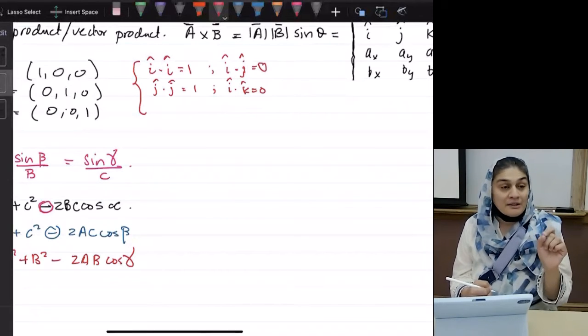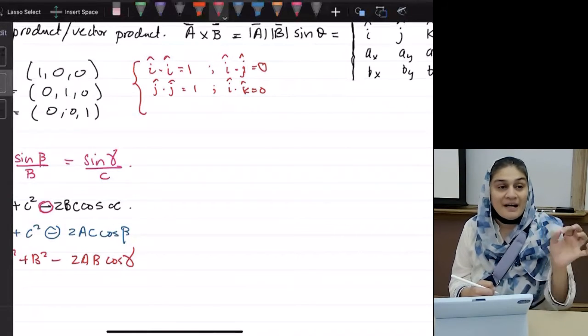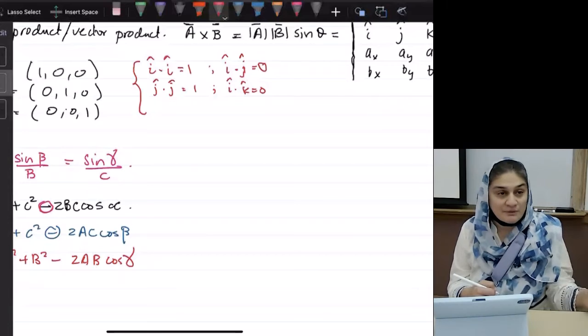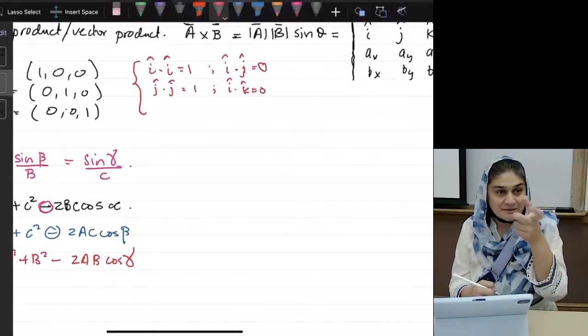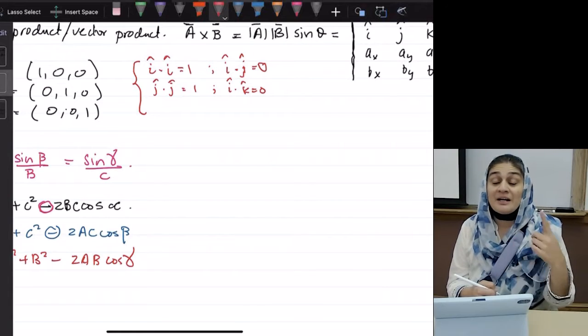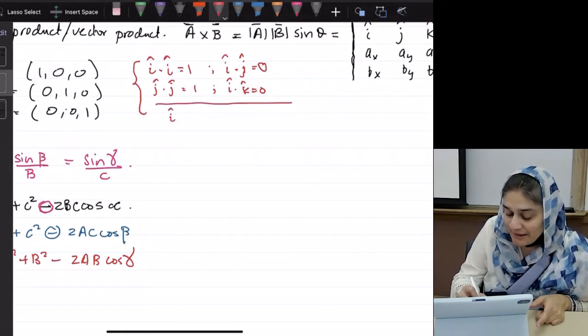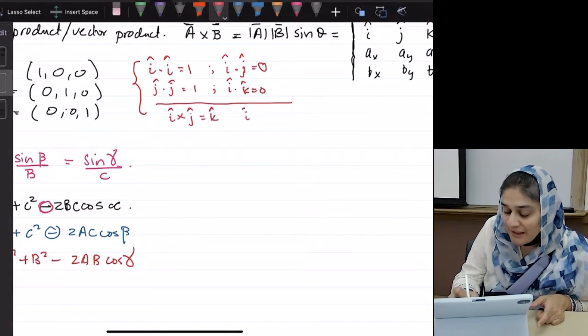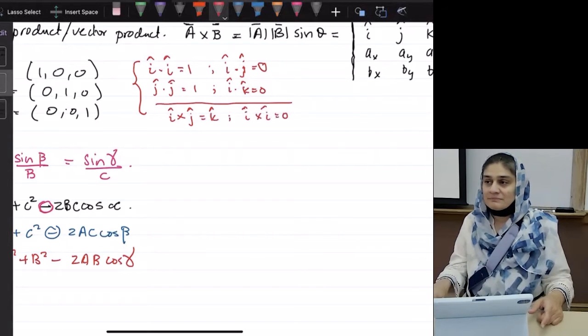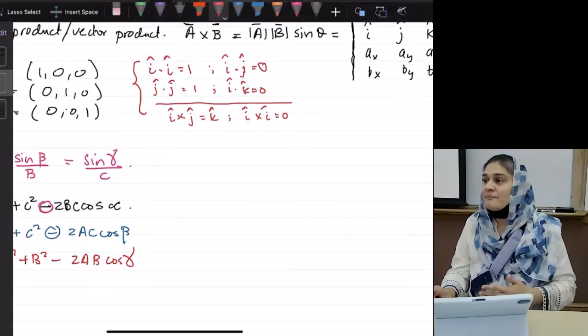In a dot product, if you have i dot i, that gives you 1. If you have i dot j, that gives you 0. Anything that's against another one gives you 0. Cross products are opposite. So for example, i cross j will give you k. However, i cross i will give you a 0. I'm not going to write all of them down, but just know that.